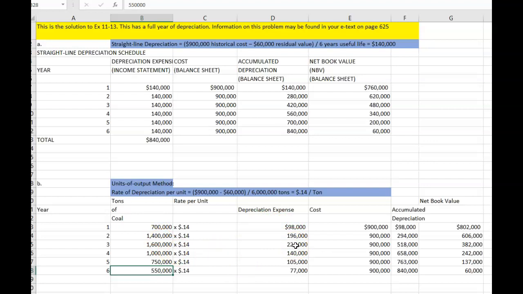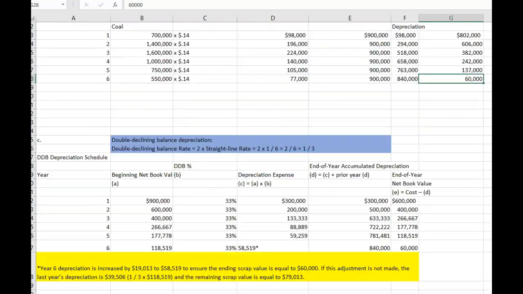We also have to keep the constraint that we can never go below $60,000 on our net book value. At the end of the 6th year, it turns out this company was perfectly spot on when they made that estimate of 6 million tons of coal, because if you add up what's been done over the 6 years, it is exactly 6 million. If they had mined more than 6 million tons, then we would have to stop depreciating, and they could continue to use the equipment, but there would be no related depreciation expense.